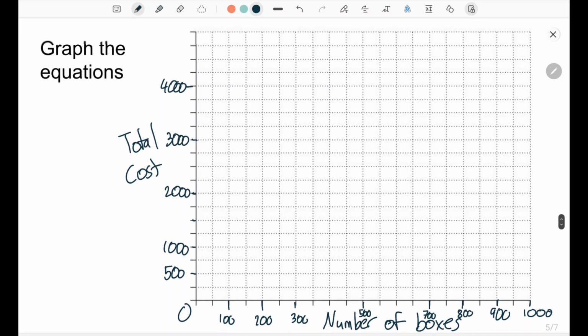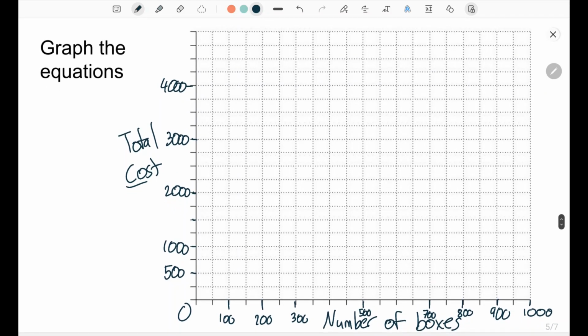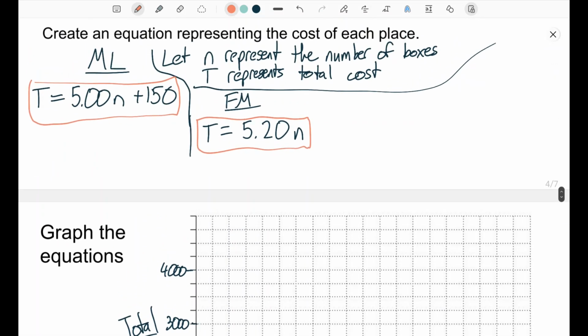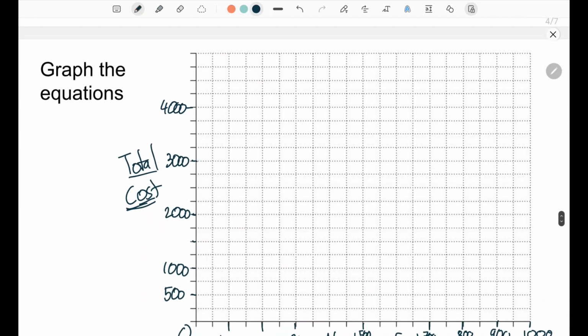All right, so how are we going to graph this equation? Well, we actually already have some points. So we're going to graph both the equations. Let's use the values from A, and we're going to do it in different colors. But we can begin by using our equations. So here, let's write down our equations again.